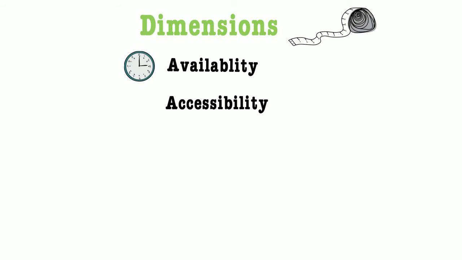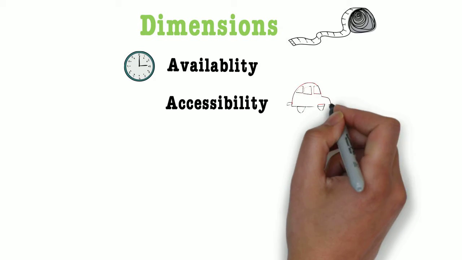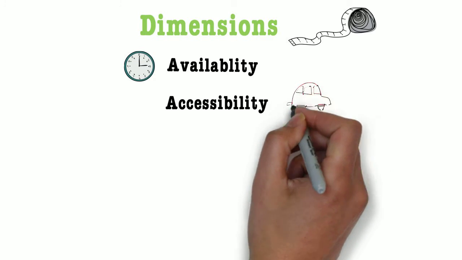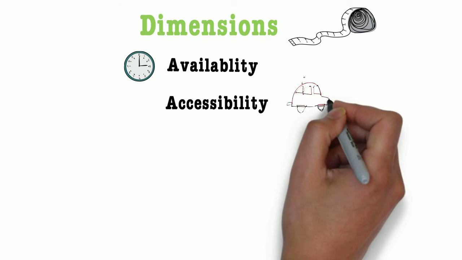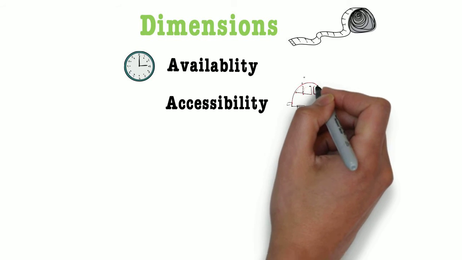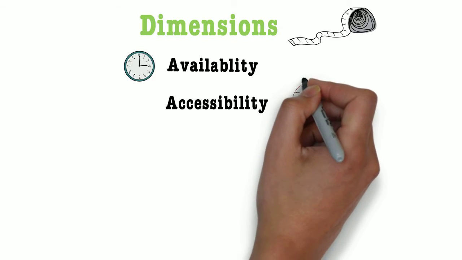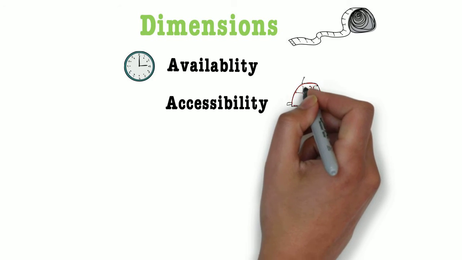The second of which is accessibility. Accessibility is whether an individual can get to their care. Do they have transportation? Is there care near them? And if there is care near them, is the care appropriate for their medical needs?